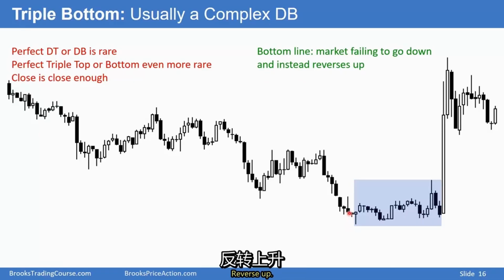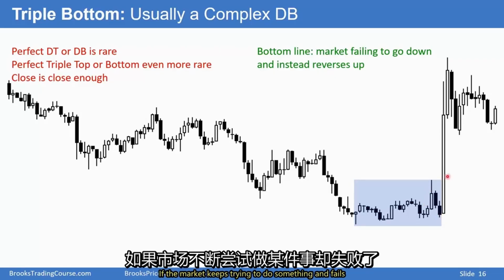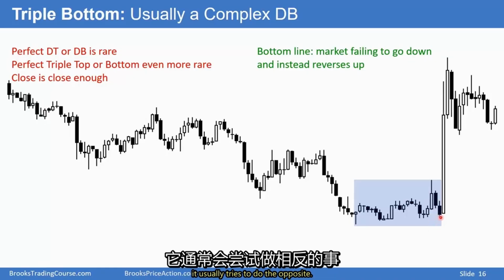The market tried to go down, reversed up, tried to go down, reversed up, tried to go down, reversed up three times. Tried to go down a fourth time, reversed up. If the market keeps trying to do something and fails, it usually tries to do the opposite.